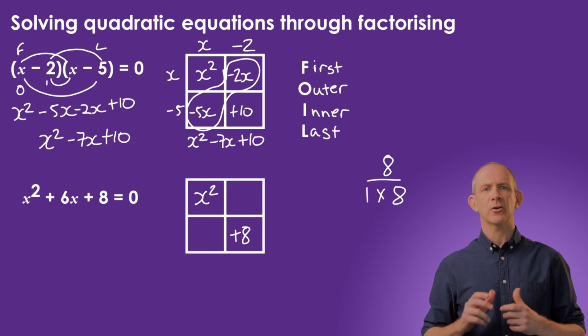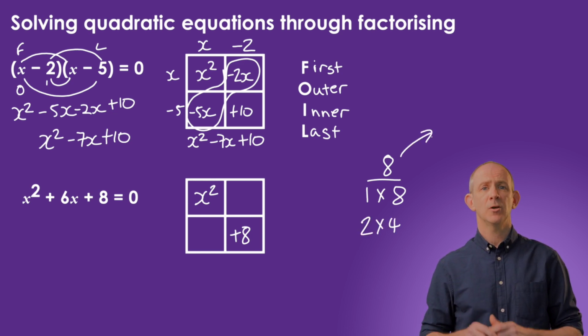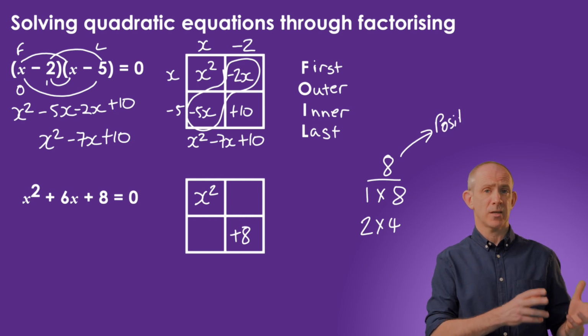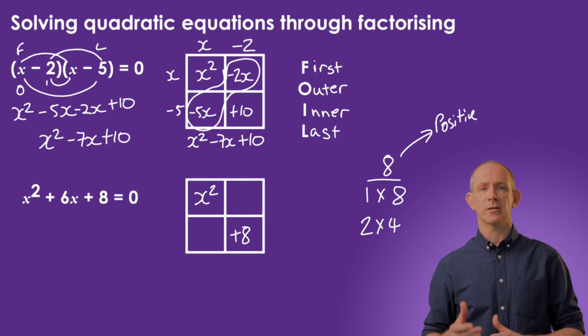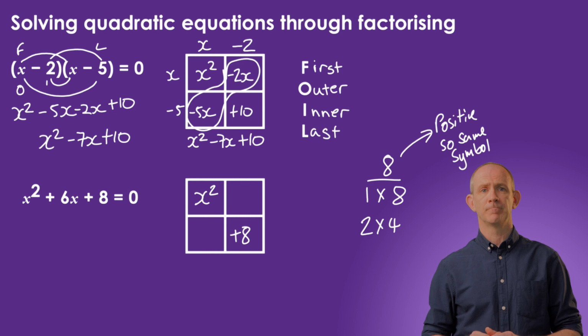So we need to look at all the factors of that number. We can also use whether it's positive or negative to understand the polarity of these numbers. Positive meaning they're both the same polarity, or negative meaning they're different. So now we need to write up the factors of 8, which is 1 times 8 and 2 times 4.